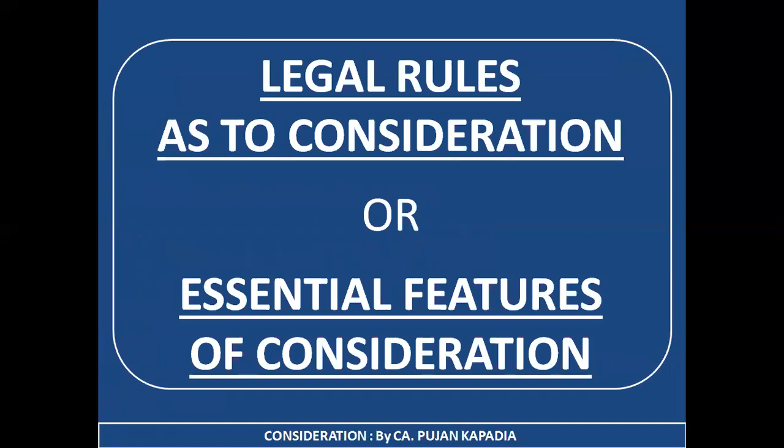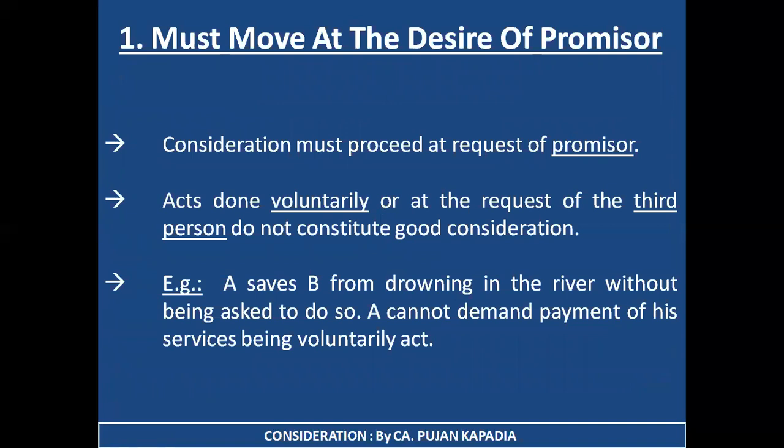Next topic is legal rules as to consideration, or we can say essential features of consideration. So if any of this topic comes in your examination, then you are going to write the following answer. First point is, as we have seen, it must move at the desire of the promiser. Whose desire is required? The desire of the promiser is required. So one should give consideration at the desire of the promiser. So the first point that I have written over here is: consideration must proceed at the request of the promiser.